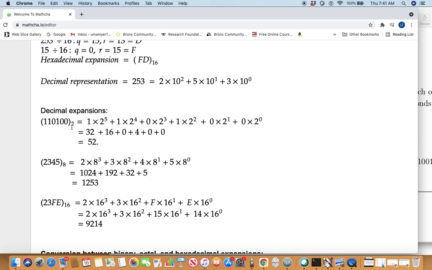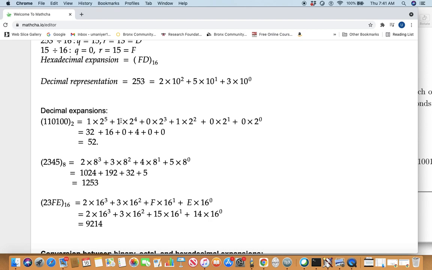Consider the number in base 2. So what does that mean? That means this last 0 is the coefficient of 2 to the power 0. This 0 is the coefficient of 2 to the power 1. This 1 is the coefficient of 2 to the power 2. Coefficients of 2 to the power 0, 1, 2, 3, 4, 5. That's how you go. Now notice 2 to the power 5 is 32.